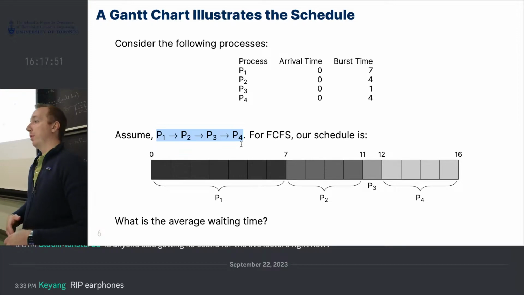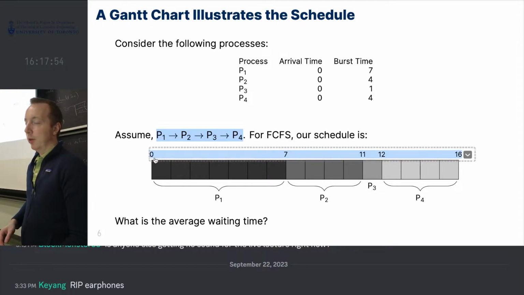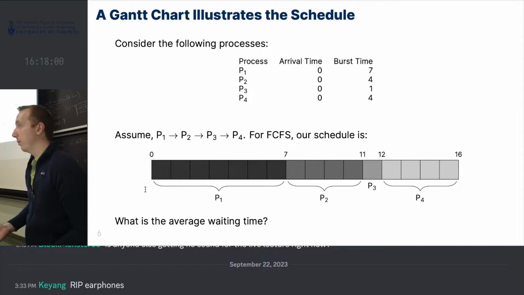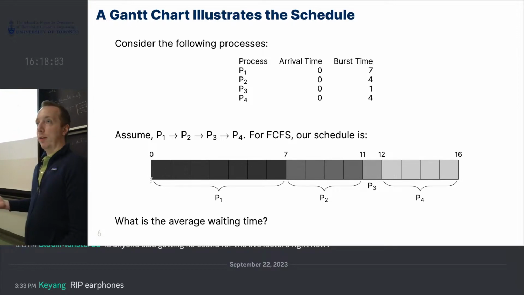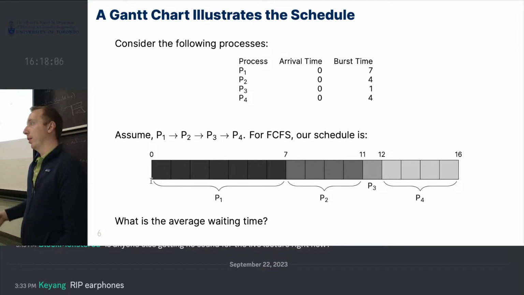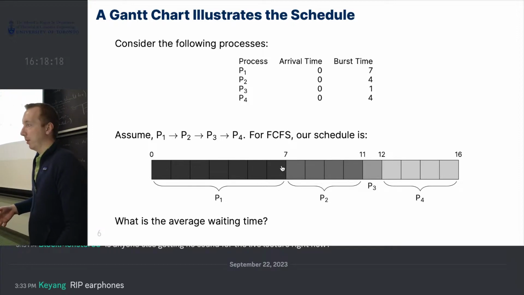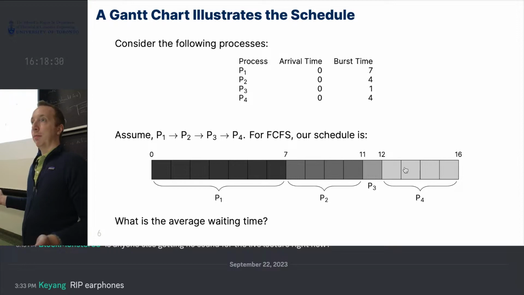So if this was first come, first serve, at time 0, you have to pick which process to run. If we're just going off in line order, process 1 runs first. It runs for 7 time units because we're doing non-preemptible, so it just runs until it's completed. At time 7, the scheduler has to make a new decision. What process do I want to run? It is just the next one in the line. P2 runs for 4 time units. P3 runs for 1 time unit. And then P4 runs for the last 4 time units. And that's it. Any questions about that? Hopefully nice and boring as a change.